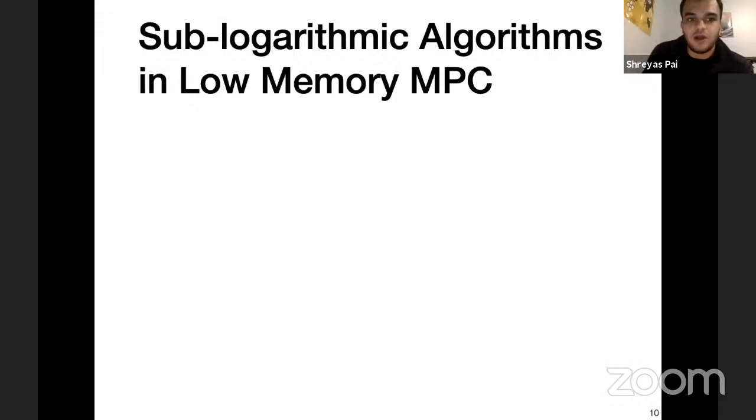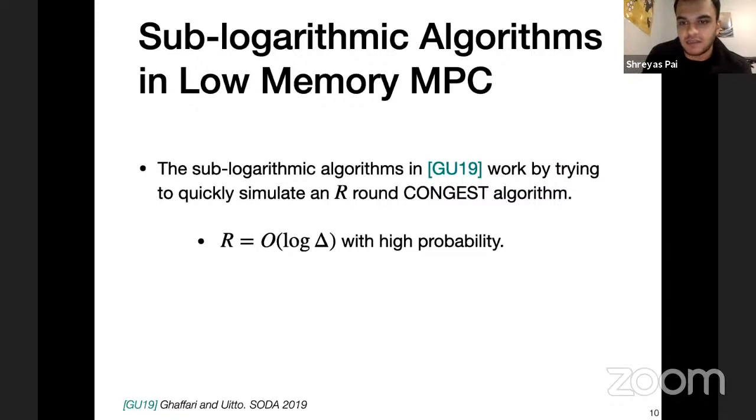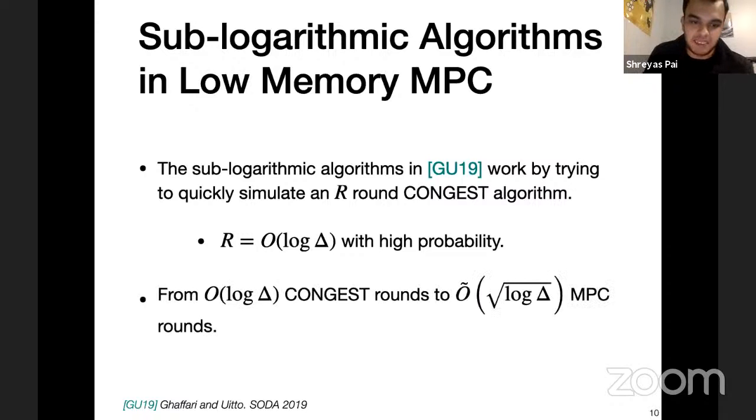So sublogarithmic algorithms in the low memory MPC model, like the ones for MIS in the previous work, basically work by trying to quickly simulate an R round CONGEST algorithm, where R is log delta with high probability. And the CONGEST model is the classical model that I will briefly define in the next few slides. So we basically go from log delta CONGEST rounds to square root log delta MPC rounds.